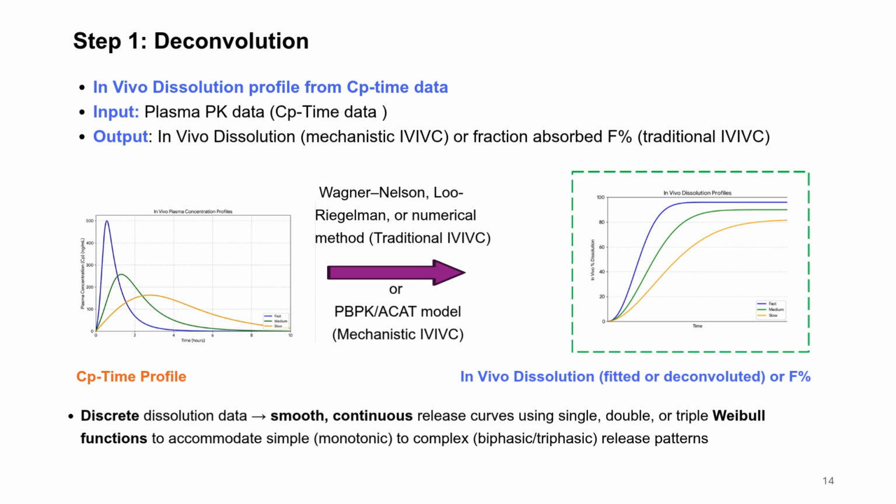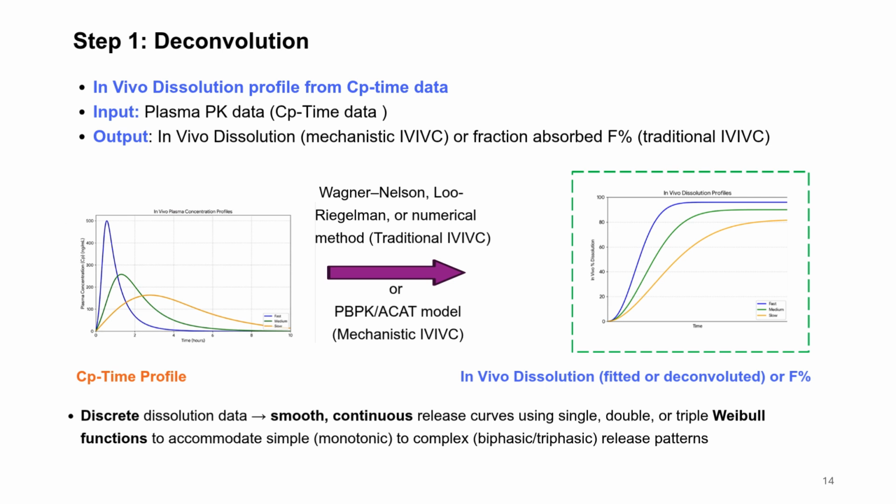Step 1 is deconvolution, in which plasma concentration time data are converted into the in vivo dissolution in the mechanistic IVIVC, or the fraction absorbed in the traditional IVIVC. Traditional IVIVC uses Wagner-Nelson, Loo-Riegelman, or numerical methods, while mechanistic IVIVC applies PBPK and ACAT models.